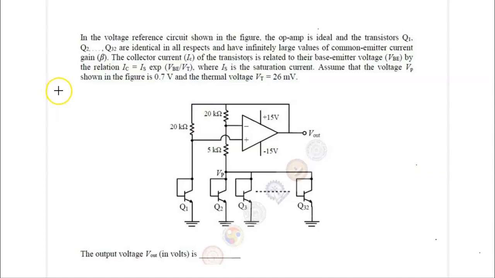Hello everyone, this is an analog question which was asked in the year 2017, and I found this question is a very basic one, and it requires the application of concepts from many topics like the ideal op-amp, how to deal with ideal op-amps, then how to deal with the transistors, that is the voltage and current equations of the transistors, diode connected transistors, and also the superposition theorem.